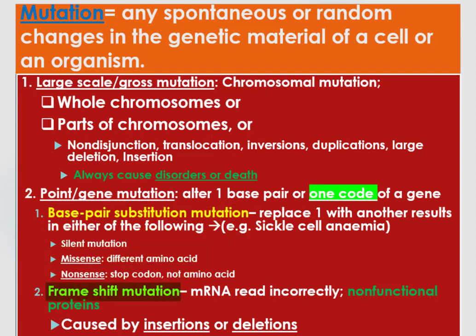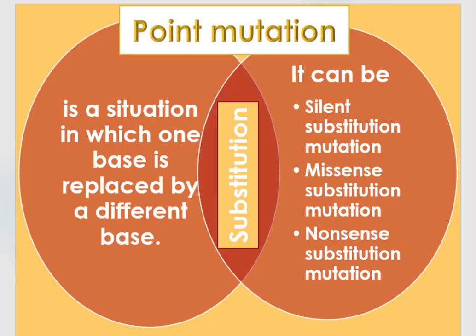The second type of point mutation is frame shift mutation. Frame shift mutation is a condition which is caused by insertion or deletion of bases on a gene. First, let us study point or gene mutation. Point or gene mutation is a condition that only affects a gene. Point mutation involves substitution mutation and frame shift mutation.